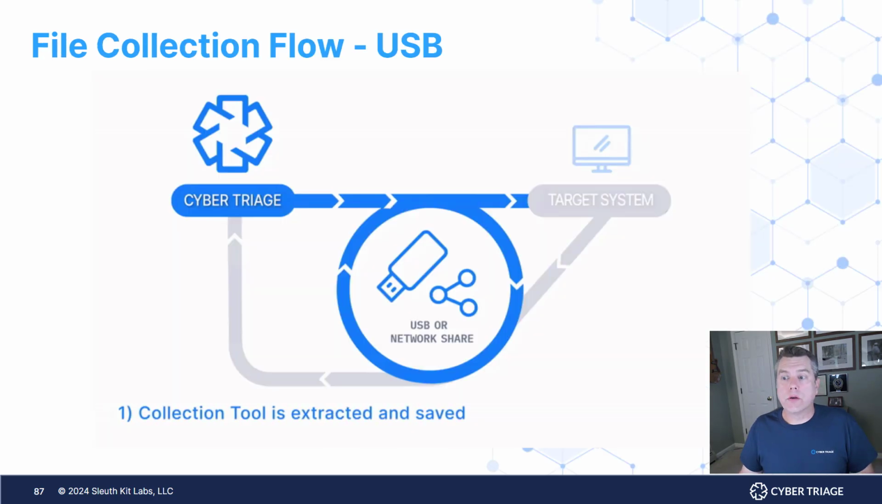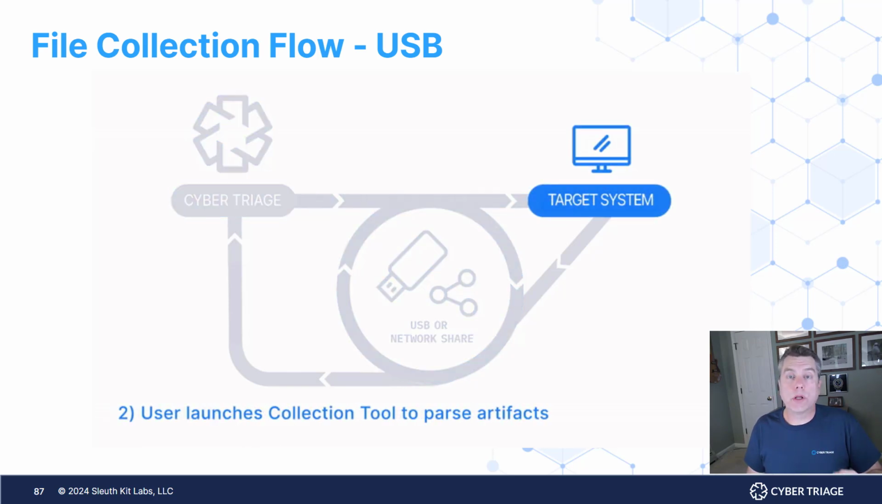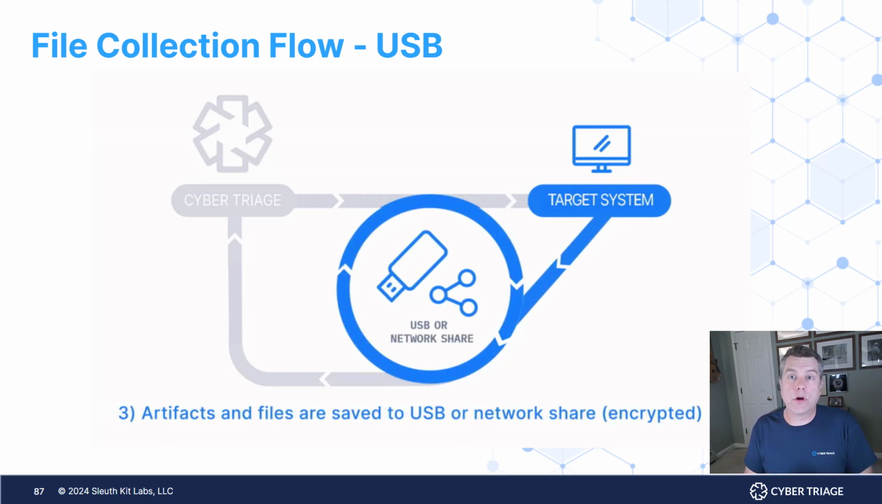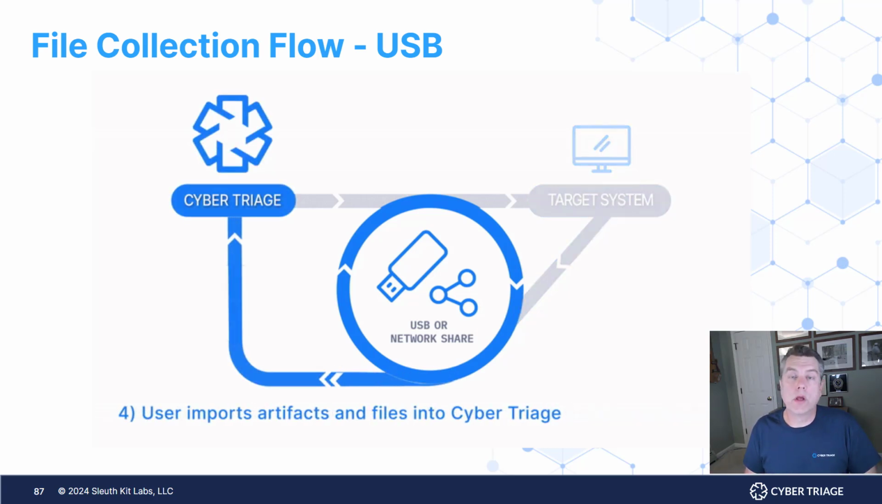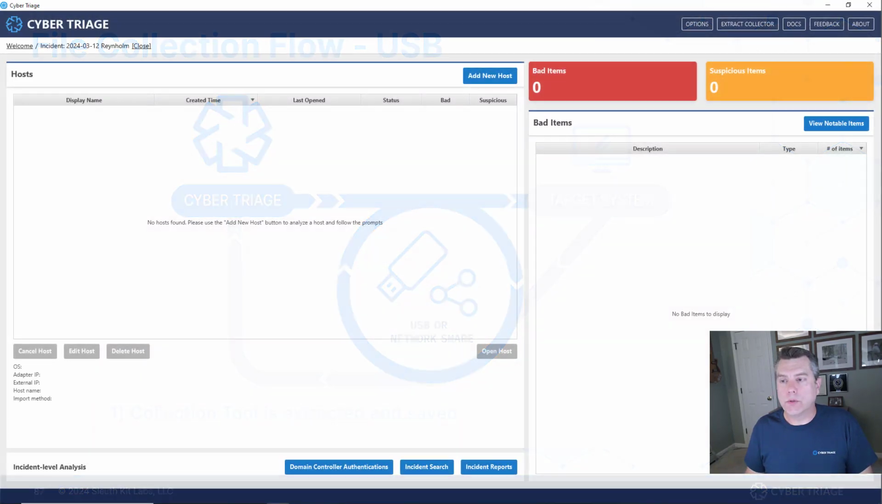In this instance, we are going to be having a look at using the USB collection. So we have to export the collector from the Cyber Triage console, load it onto a USB drive, connect that USB drive to our target system, run the collector. The results are then going to be saved back to our USB drive, and then we return that USB drive back to our console system, import the JSON, and get started with our analysis. So let's dive into it.